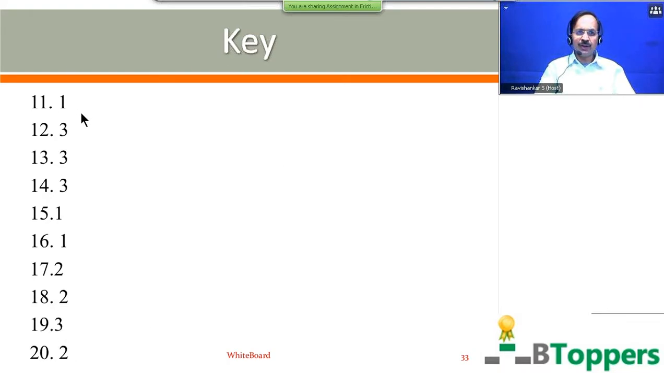For question number 11, first option is answer. For the 3 questions 12, 13 and 14, third option is answer. For the next 2 questions 15 and 16, first option is answer. For the next 2 questions 17 and 18, second option is answer. For question number 19, third option is answer. For question number 20, second option is answer. Come and check your answers.